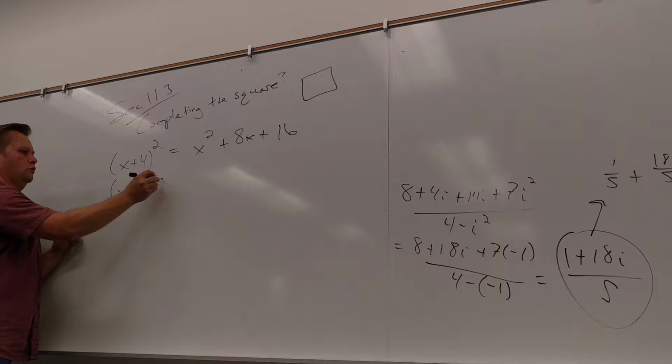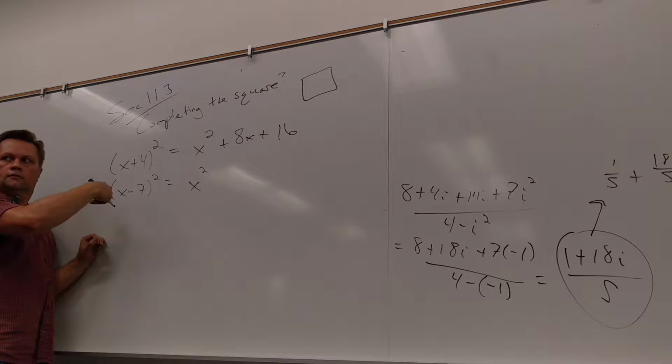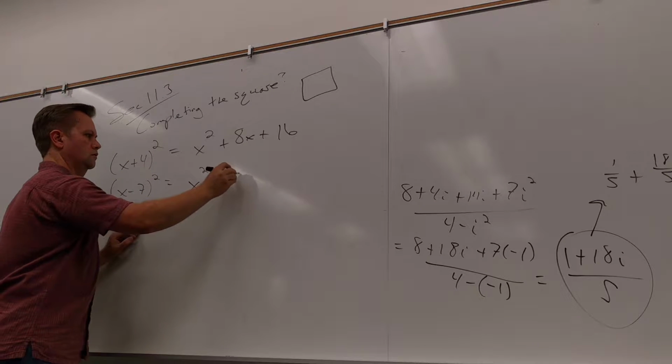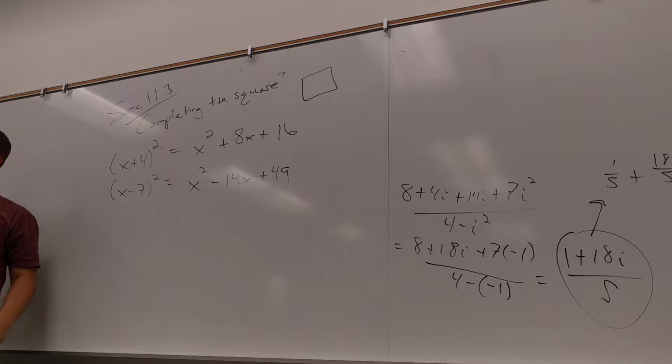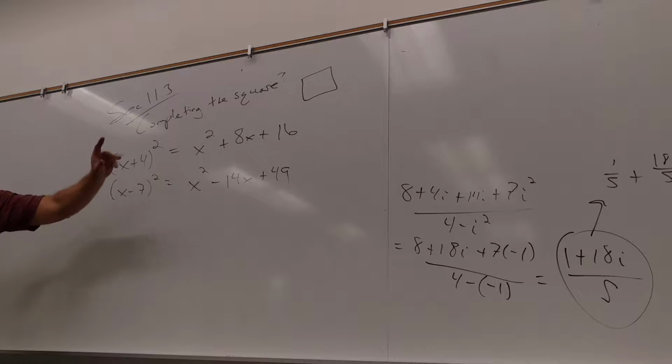X minus 7 squared. What would that be? X squared minus 14x. Minus 14x, right? 7, 14? Plus 49. I love it. Amazing. Okay, I could keep going all day and go a little insane, but what's always happening?